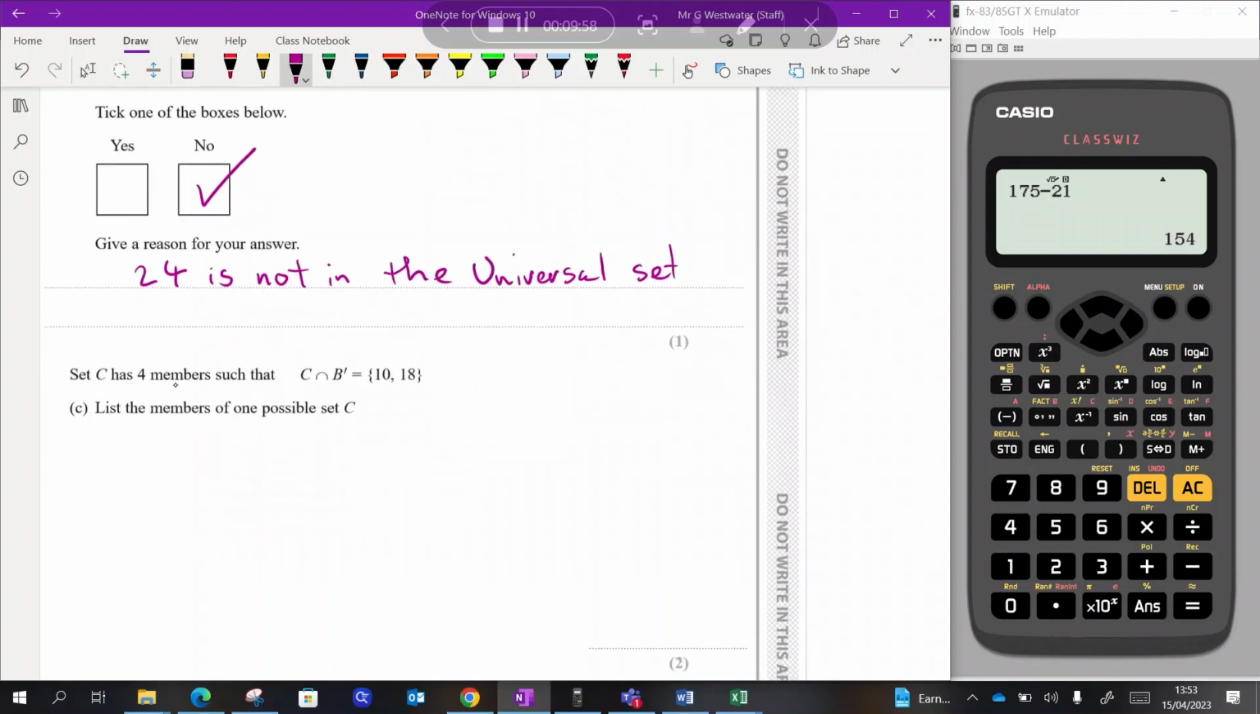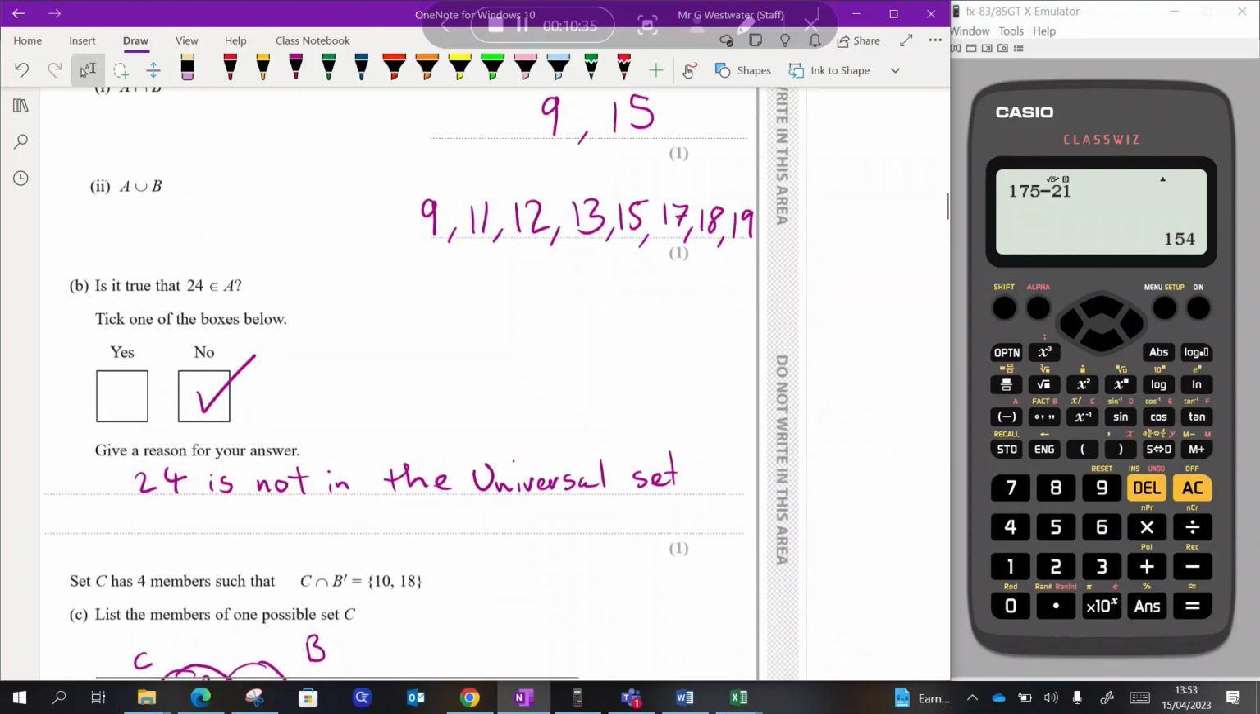And finally, set C has 4 members such that C intersect not B. So if we think about it this way, here's C and here's B. C intersect not B is going to just be this area here, so not including this intersection area. Okay, and we're told that that has the elements of 10 and 18. And we're also told that C has 4 members, which means that there must be 2 elements in the intersection of C and B. B has quite a lot of elements. It's got 9, 11, 12, 13, and so on and so on and so on.